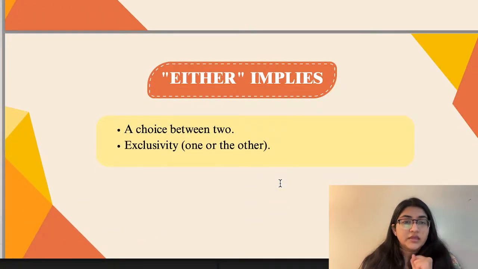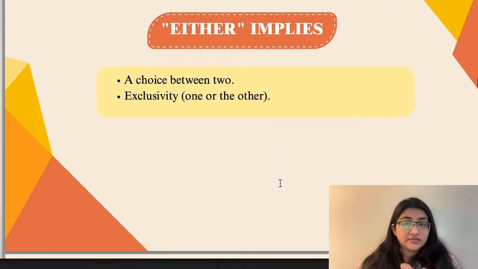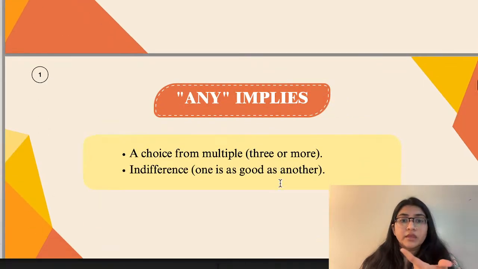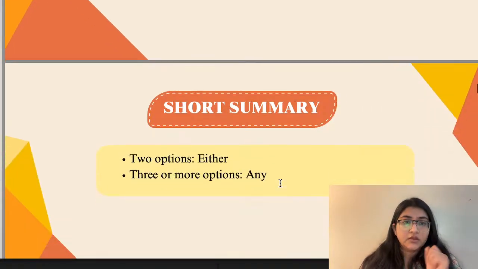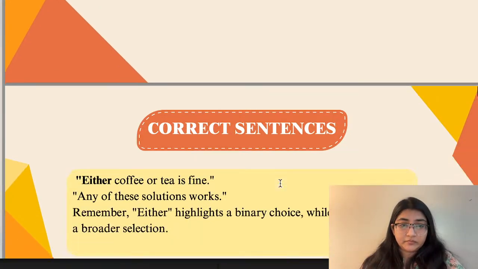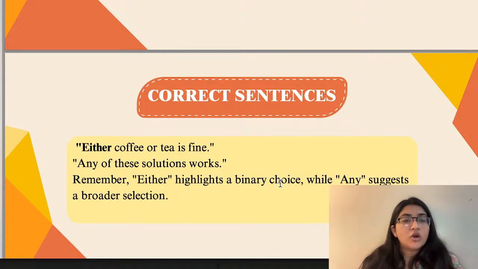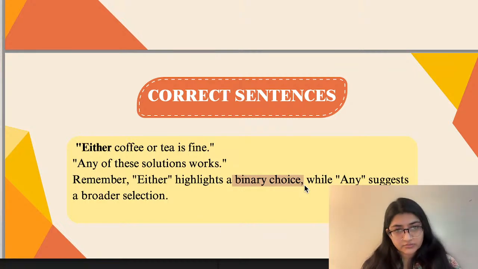So, exclusivity, either, indifference, any. So, for 2 options, we use either. For 3 or more options, we use any. Now, either coffee or tea is fine. Any of these solutions works. So remember, either highlights your binary choice and any suggests broader selection, right?